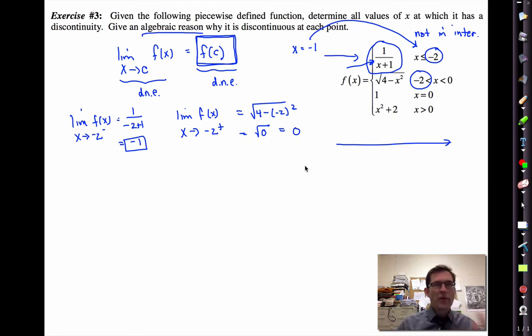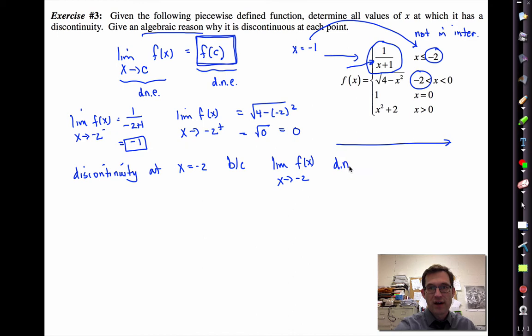So this limit doesn't exist. So we have a discontinuity. We have a discontinuity at x equals -2 because the limit of f of x as x goes to -2 does not exist. All right, so there's one discontinuity.